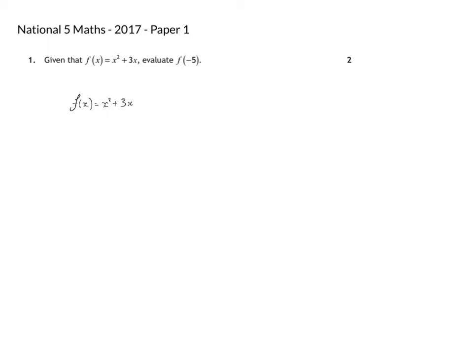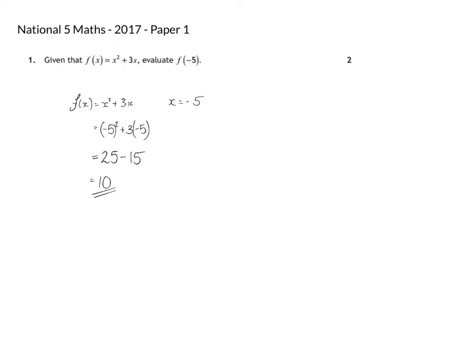What that is actually telling us is just that x is equal to negative 5 in this situation. So we're having to take that negative 5 and substitute it into our formula. So we end up with negative 5 squared plus 3 lots of negative 5. So negative 5 squared, a negative times a negative always makes a positive, and 5 squared is 25. And then we have 3 times negative 5, which is take away 15. So we just end up with 25 take away 15, which is 10.